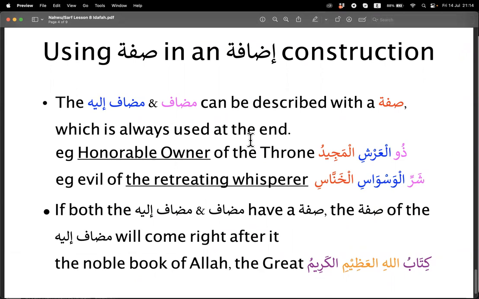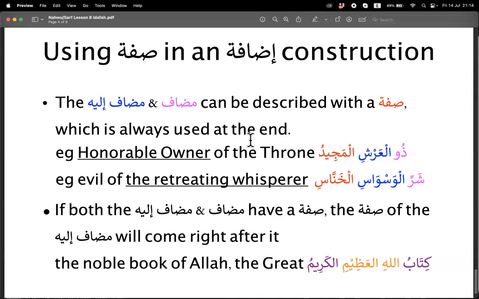And sifah comes after the mausuf or before? After. Okay, how to remember this very quickly? Is it mausuf sifah or sifah mausuf? Mausuf sifah. Yes, so mausuf comes first, sifah second. Sifah will come later.